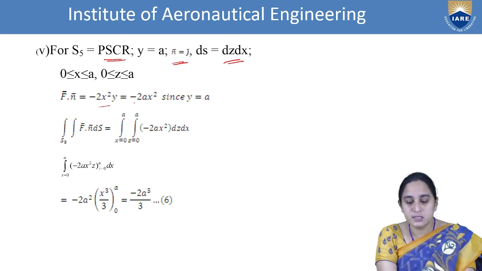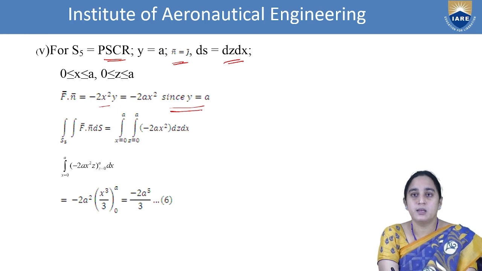Now just substitute the y value, which is a, in place of y. That is minus 2a x square. Why? Because here y is equal to a. Therefore f bar dot n bar is equal to minus 2a x square. On the S5 face, the double integral of f bar dot n bar ds is equal to, as we already know, minus 2a x square, with x limits 0 to a, z limits 0 to a, and ds is dz dx.